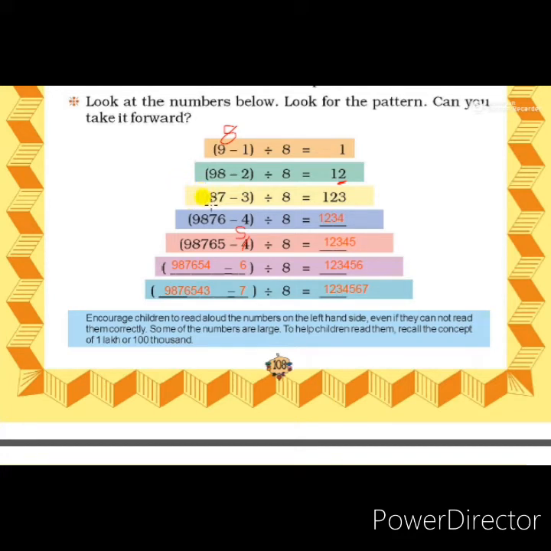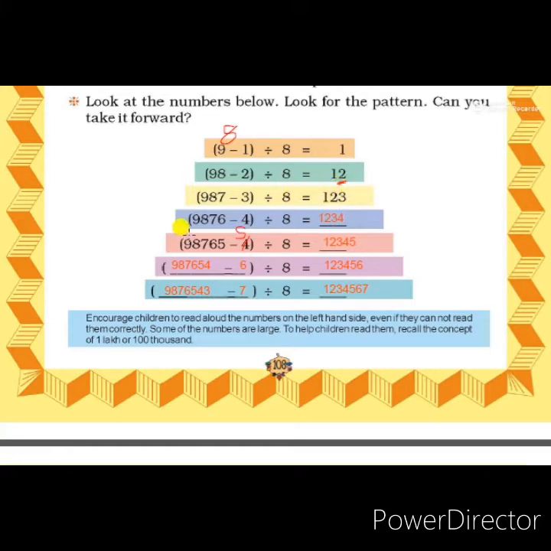Greatest single digit, the second greatest and the third greatest, that is 987. 987 minus 3. In the third step, the subtracting number is also increasing. First there was 1, second there is 2, and in the third step they have taken the number 3. Divided by 8 equals, in the answer also the numbers are increasing. The answer is 123. As the subtracting number increases, the answer also increases.